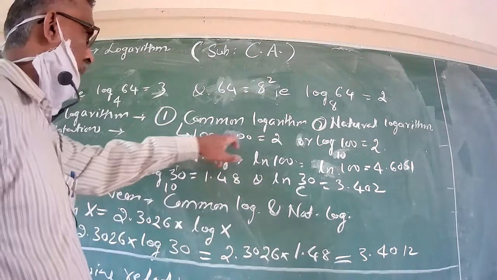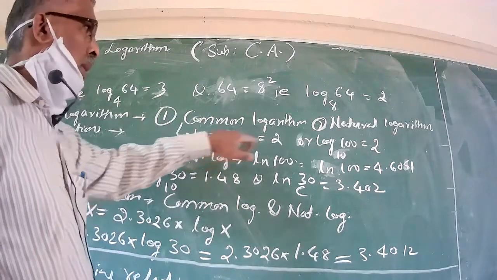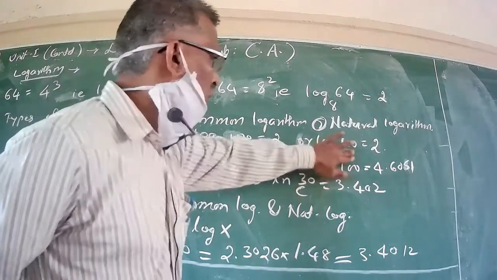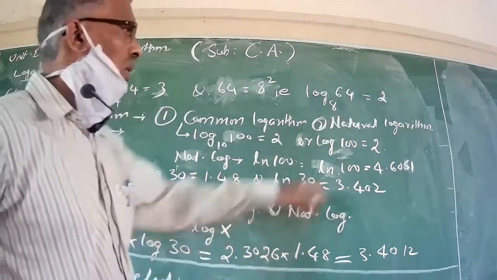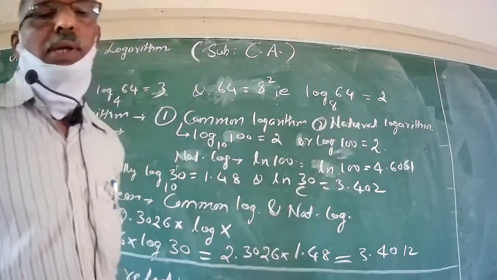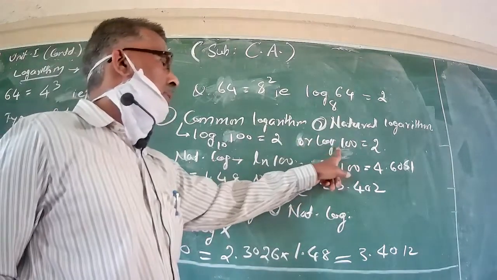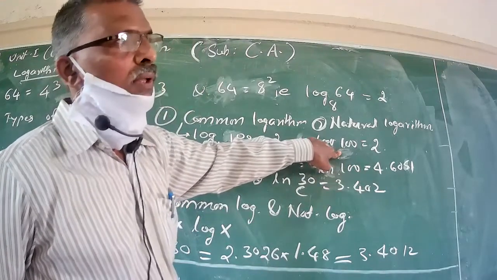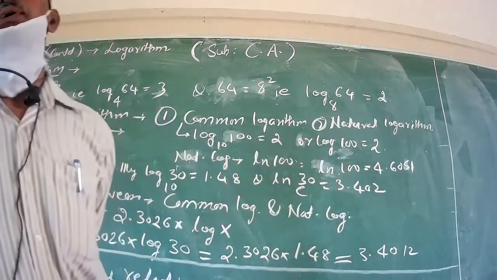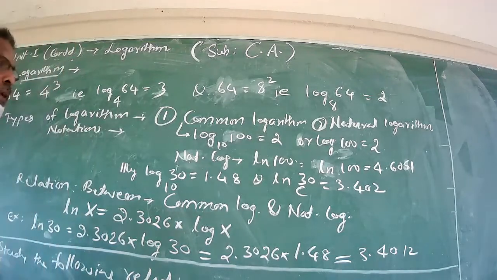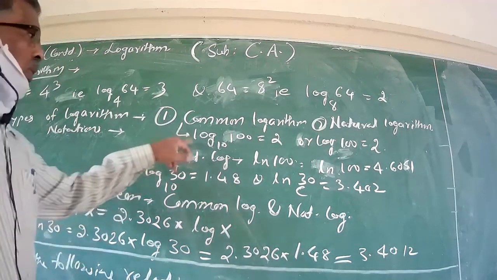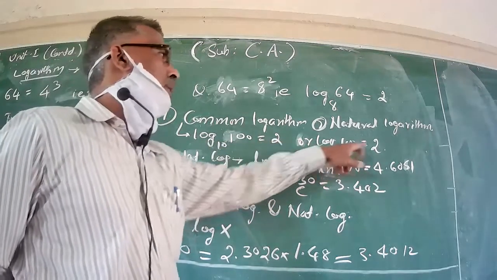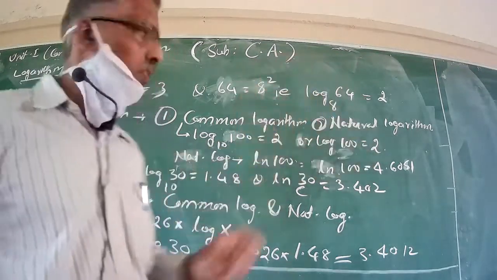Common logarithm is denoted by log of a number to the base 10, or simply log of 100, or log of any number without anything mentioned under it. You should know that it means that the base is 10. So log of 100 to the base 10 equals 2, or log of 100 equals 2.